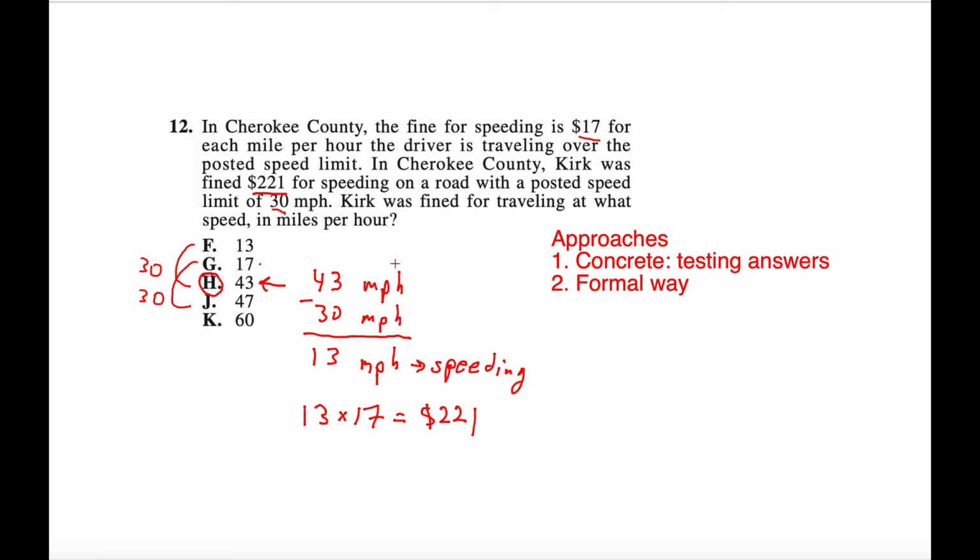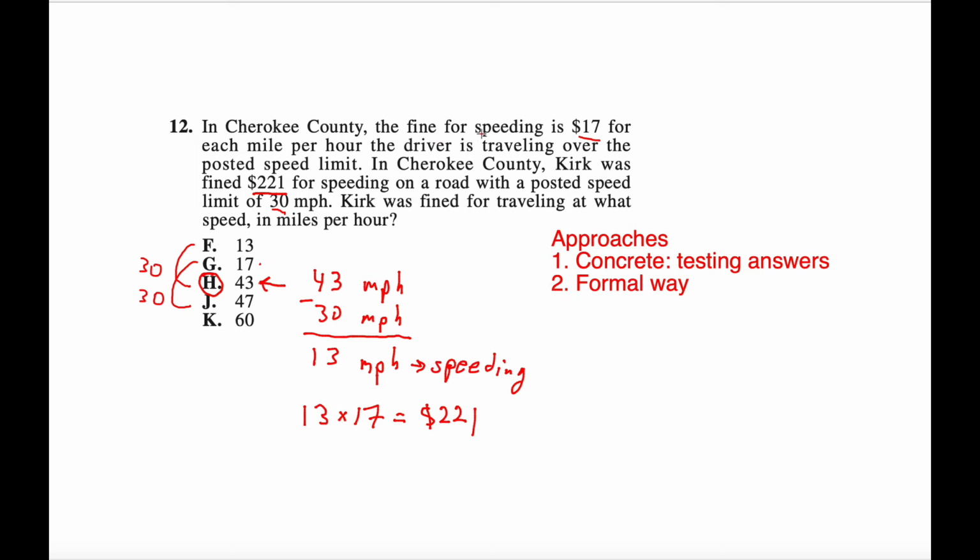As it turns out, we got a little bit lucky there. Our first answer we tried worked out. That being said, if you look at these other answers, like before 43, the 13 and the 17, even if we were to think about trying those out, it really wouldn't make sense in this context, because we know the speed limit is 30 miles per hour, and F and G would say that he's actually going beneath the speed limit.